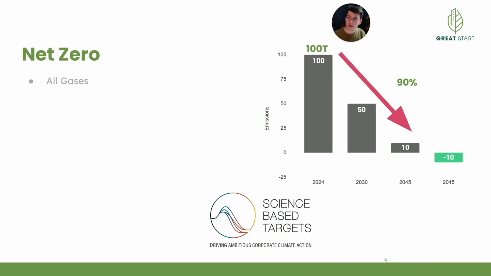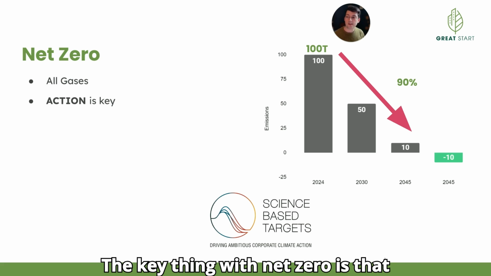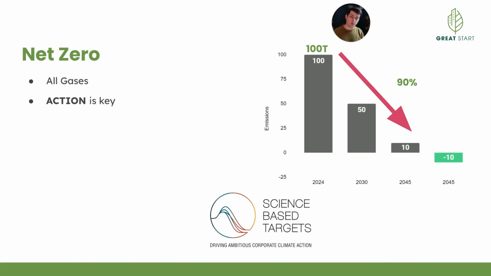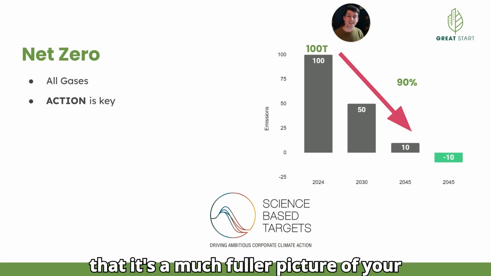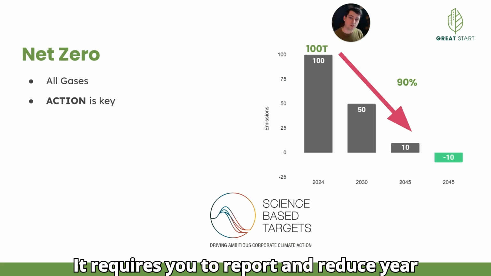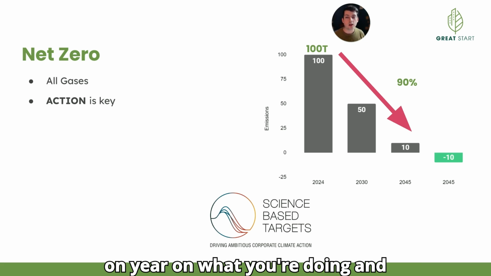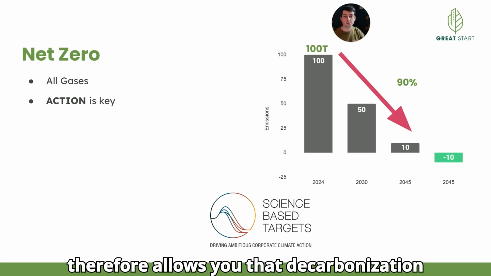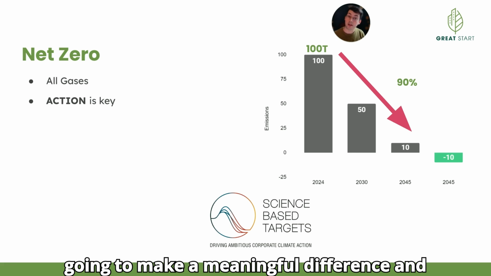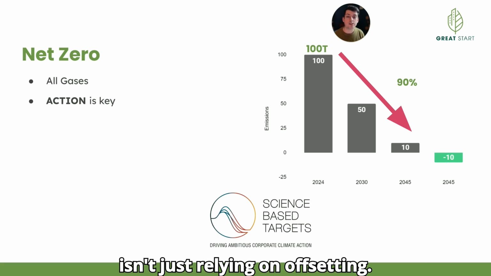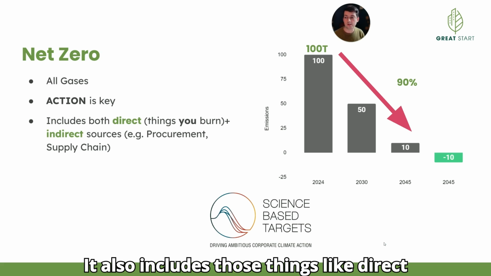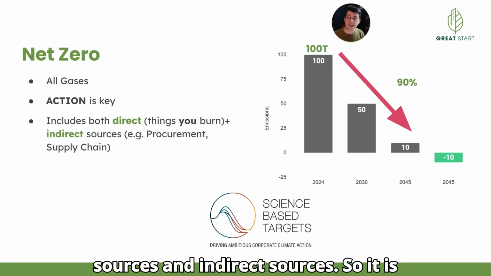The key thing with net zero is that really it includes all greenhouse gases, and most standards will include all those ones that we mentioned earlier, and mean that it's a much fuller picture of your carbon footprint, and it requires action. It requires you to report and reduce year on year on what you're doing, and therefore allows you that decarbonisation pathway through action that is actually going to make a meaningful difference and isn't just relying on offsetting. It also includes those things like direct sources and indirect sources.